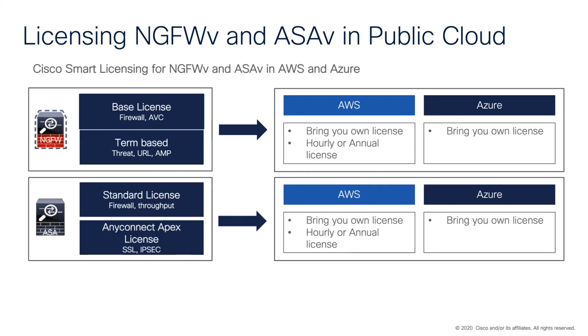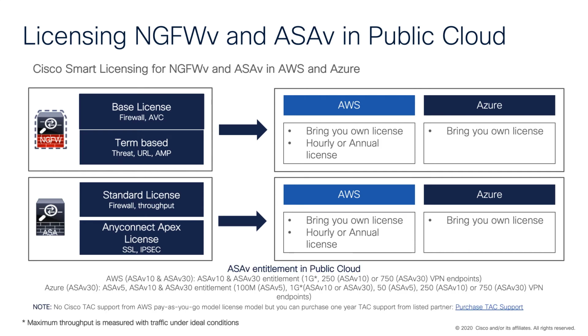For ASA, where you have your standard licenses, which include things like the firewall capabilities and the throughputs, then also the feature licenses, for things like AnyConnect, for example. Again, in both Amazon Web Services and Azure, we have the option to bring your own license, and also the hourly or annual license capabilities in Amazon Web Services.